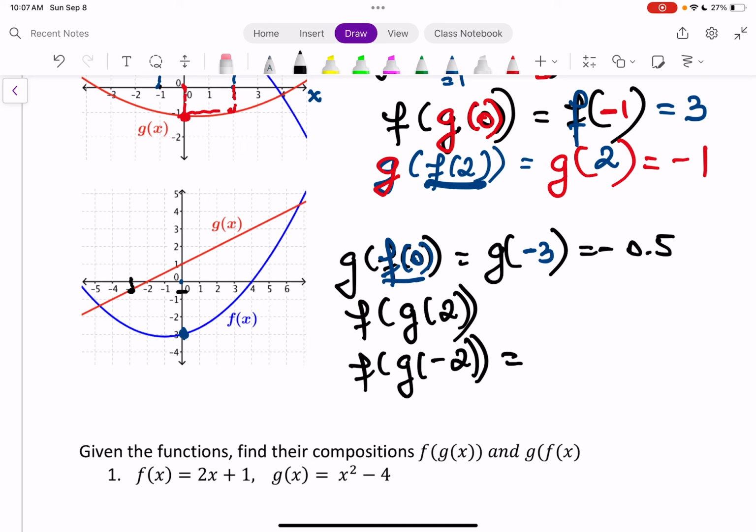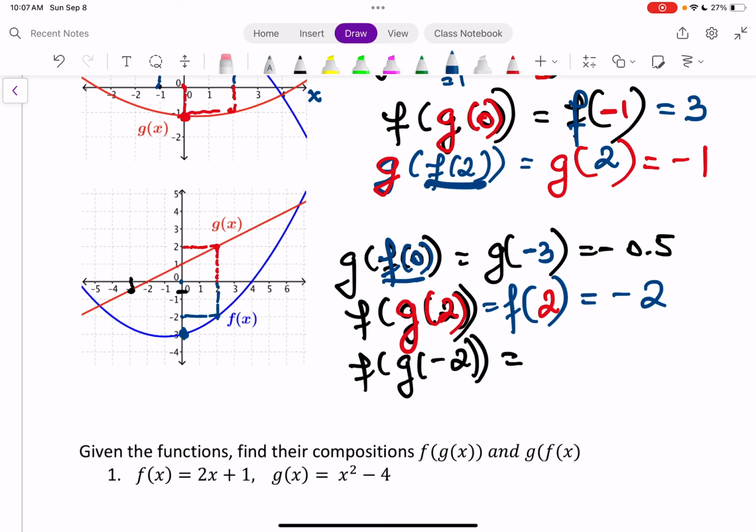Okay, let's try this again. Let's start at g of 2. So I'm starting on the red graph. G of 2 is 2. Well, what if I now further plug in 2 in the function f? When I plug in 2 in the function f, I'm going to get a negative 2.